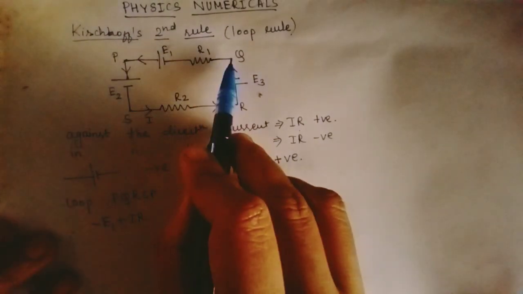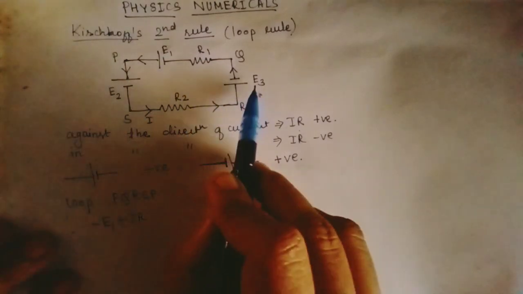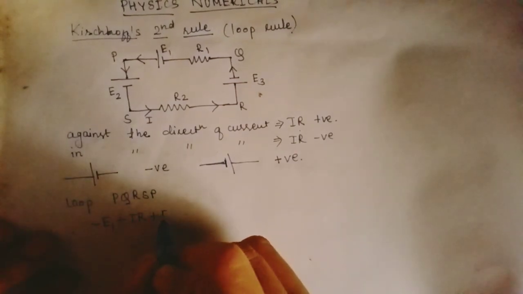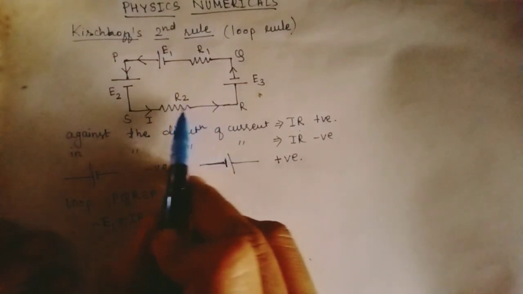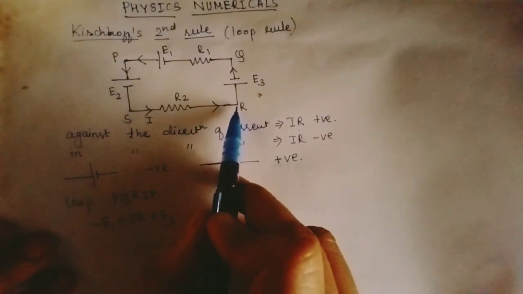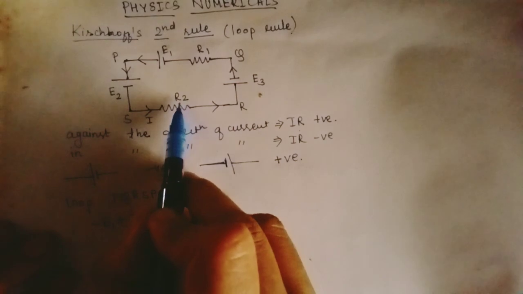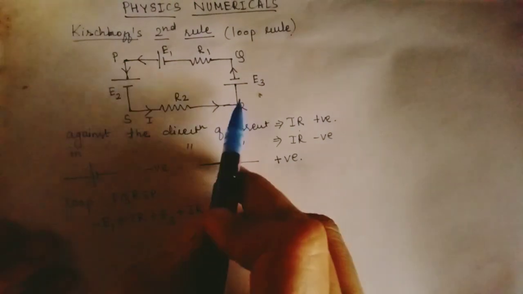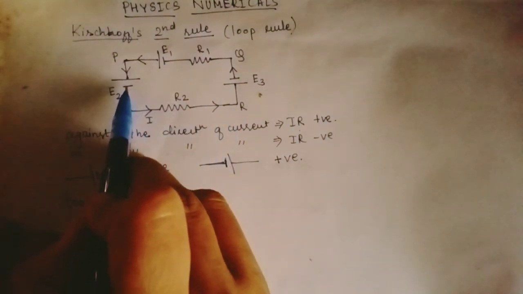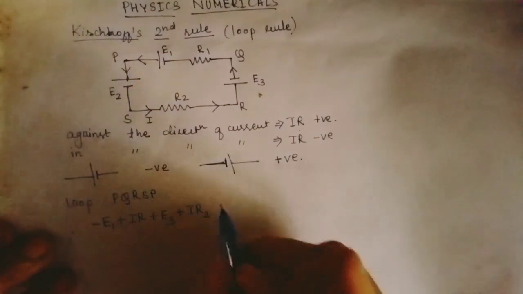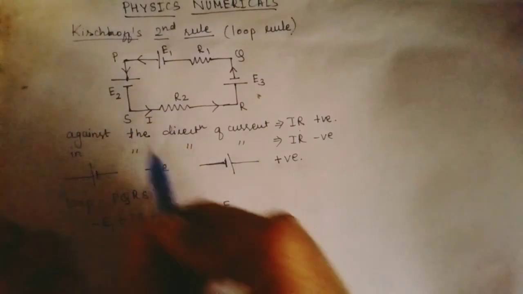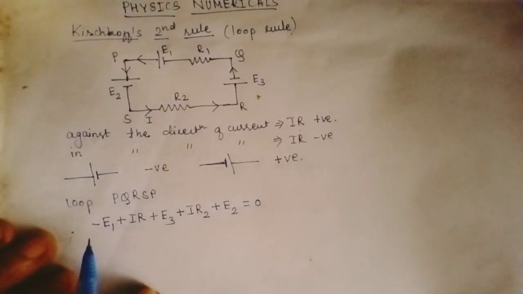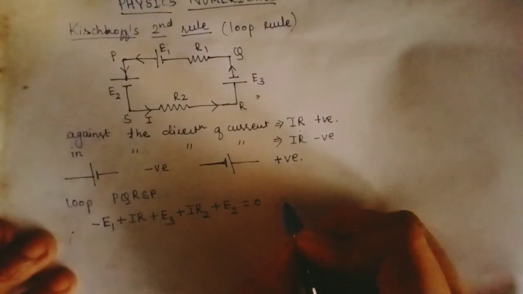Moving forward, another EMF is there. Negative to positive, ending on positive, so you take positive E3. Then R2 is there. You are moving against the direction of the current, so the product IR2 will be positive. Then negative to positive, ending on positive, and the loop ends, so it is equal to 0. This loop we have taken in the clockwise direction.